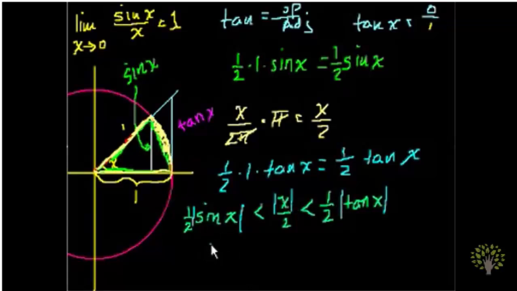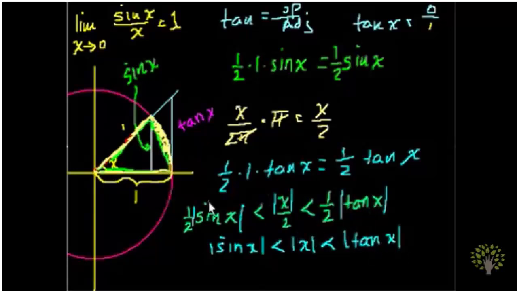So we get absolute value of sine of x is less than absolute value of x, which is less than the absolute value of the tangent of x. I hope I didn't confuse you by taking the absolute value. That original inequality I wrote was completely valid in the first quadrant, but since I want this inequality to be true in the first and fourth quadrants, because I'm taking the limit as x approaches 0 from both sides, I put that absolute value there.